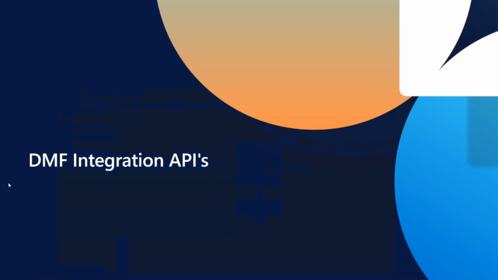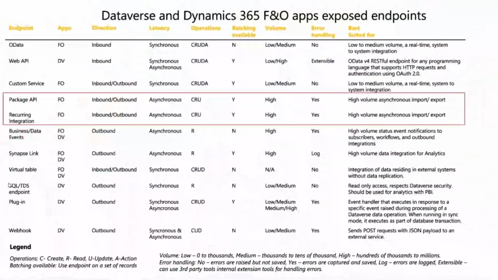Now moving on to our next chapter, which is DMF integration APIs. In session 1, just a quick recap. In terms of DMF integration APIs, we have 2 capabilities. One is you can use the package APIs or recurring integration. Both are suitable for inbound, outbound, asynchronous integration for high volumes. Now let's deep dive into each of them and see what the major differences are between these two.